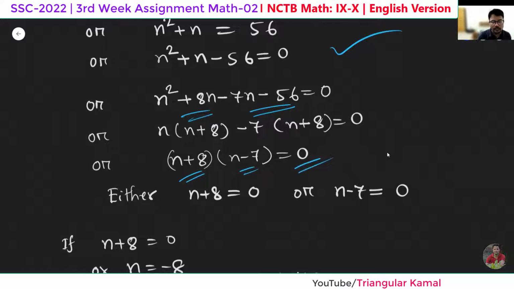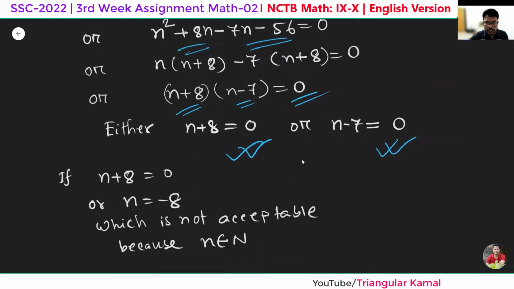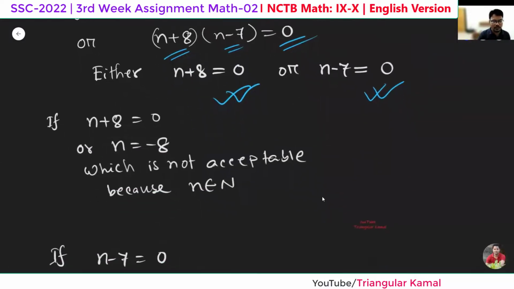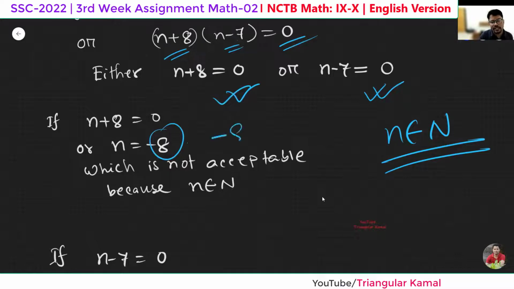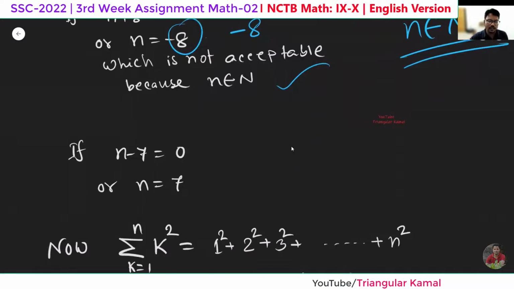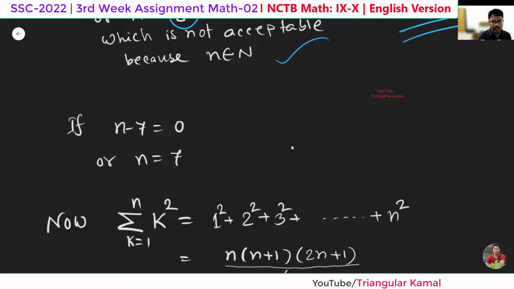That means either this one is 0 or this one is 0. So first we consider the first factor is 0, then the second factor is 0. If the first factor is 0, n equals minus 8. But in the question, the given condition is that n is an element of natural numbers. That means minus 8 is not a natural number, so this value is not acceptable. So now we take the second factor, n minus 7 equals 0. That means n equals 7.